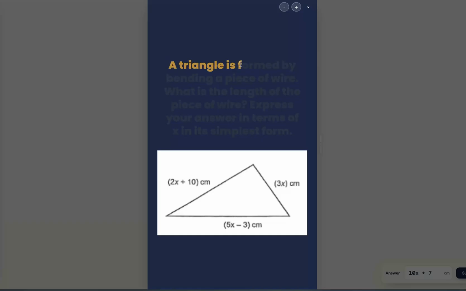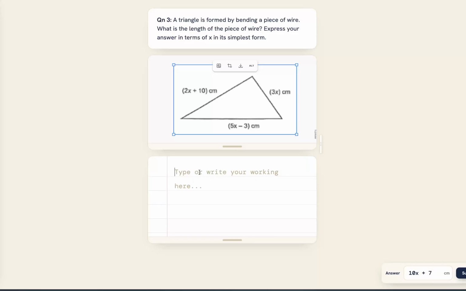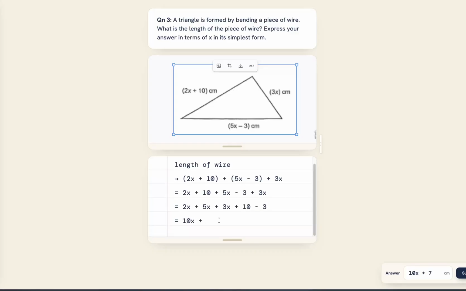Question 3. A triangle is formed by bending a piece of wire. What is the length of the piece of wire? Express your answer in terms of x in the simplest form. So to get the perimeter or the length of wire, basically we add everything: 2x plus 10 plus 5x minus 3 plus 3x. This will be a total of 2 plus 5 plus 3, which is 10x, plus 10 minus 3, which is 7. And the total will be 10x plus 7. If this is an equation, you need to put centimeters.